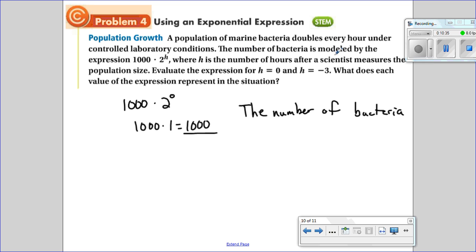and it says the number of bacteria modeled by the expression where h is the number of hours after a scientist measures the population size. If it's 0 hours after the scientist measures the population size, it's when they start. The number of bacteria when the scientist first measures the population.